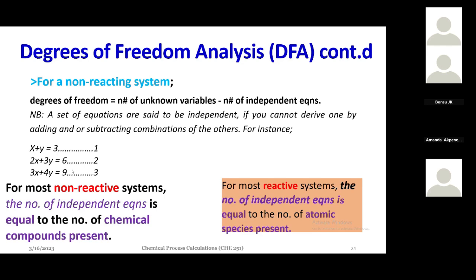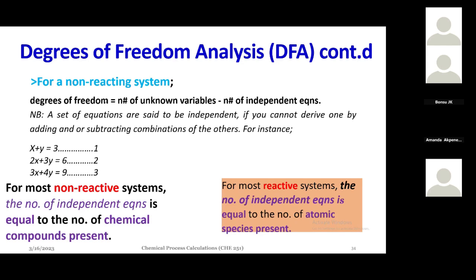So in a case like this, if you want to find the degree of freedom, we have the number of unknown variables. So what are our unknown variables here? 1, 2. There are only two unknown variables. And then our number of independent equations is 2, because one depends on the others. So now you get 0, which means that your degree of freedom is 0, and hence the problem is solvable.